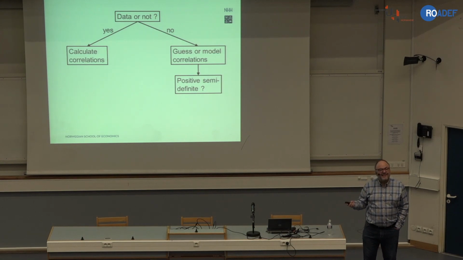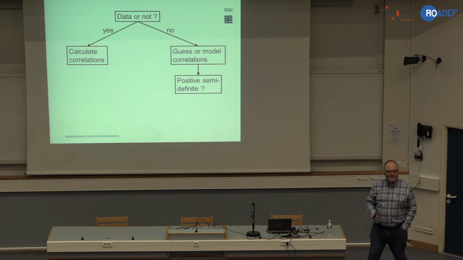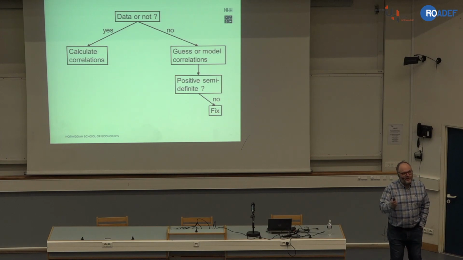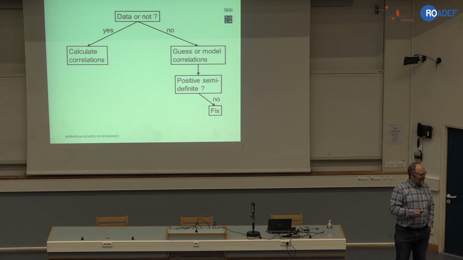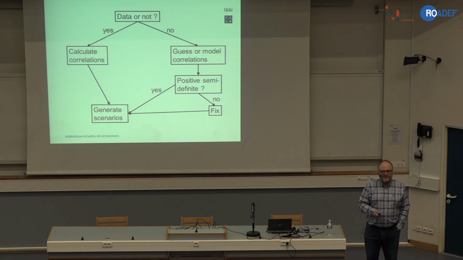If the answer is yes, it is a correlation matrix, you guessed it, you used your brain and your knowledge of the problem, I'm sure it's quite good. But is it really a correlation matrix? Well, there are methodologies for checking that. So maybe it's no, and then we have to fix it. There are methodologies for fixing matrices to find correlation matrices as close as possible to the one you set up. I won't go into that, but that exists. And then eventually we can generate our scenarios if we have a correlation matrix and we have the marginal distributions.